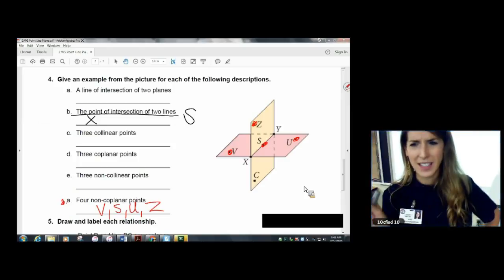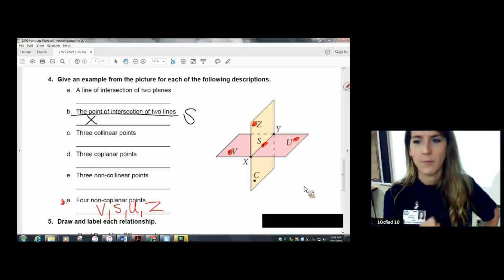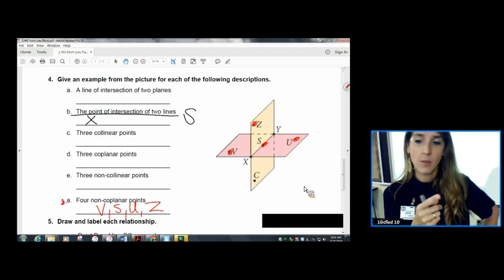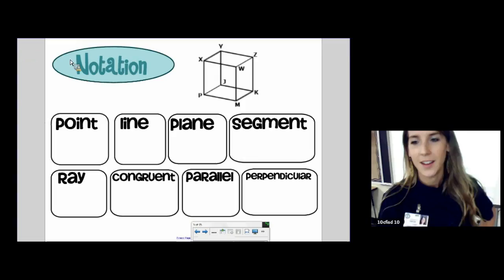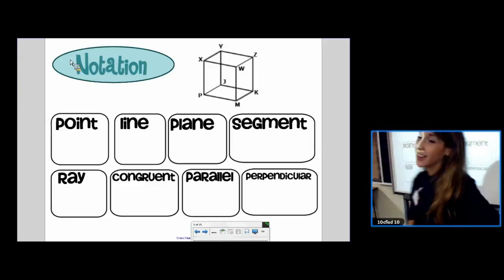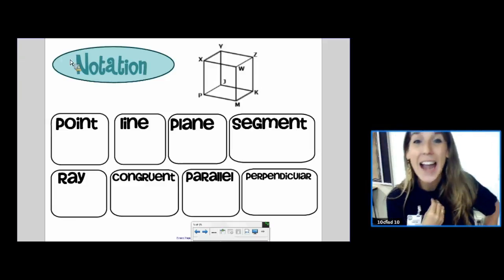As long as V, S, and U are not collinear, but let's pretend they're not. So anyways, I picked 3 are in the pink plane, 1 is in the yellow. They are non-coplanar. We are going to take some notes today, so please get out a sheet of paper, and we are going to go over notation again, because it's that important to me.